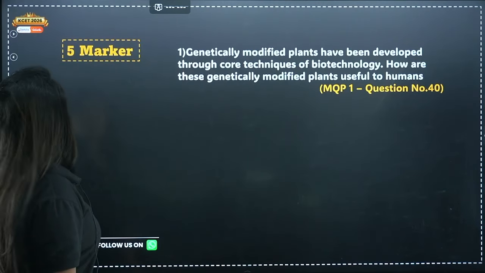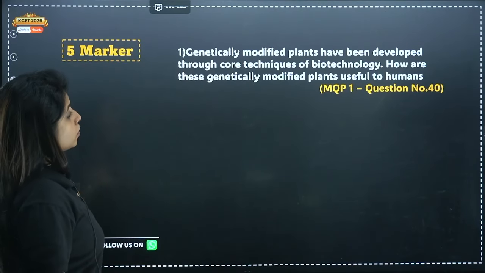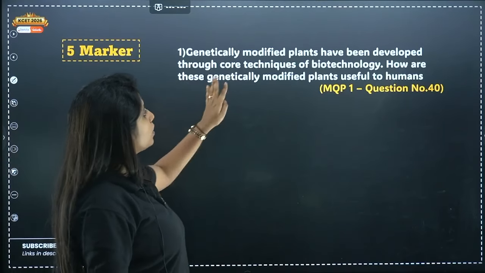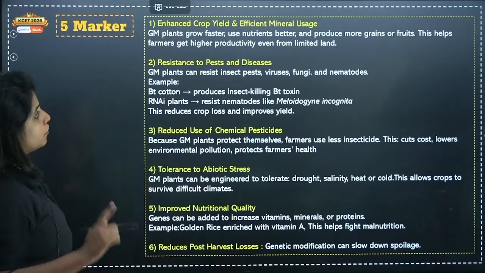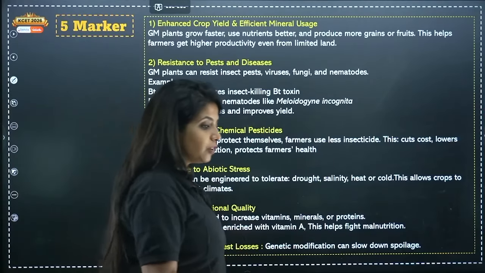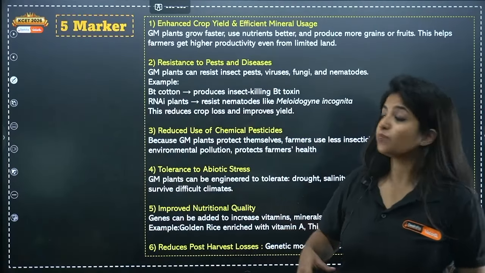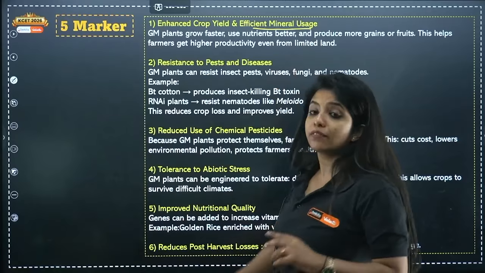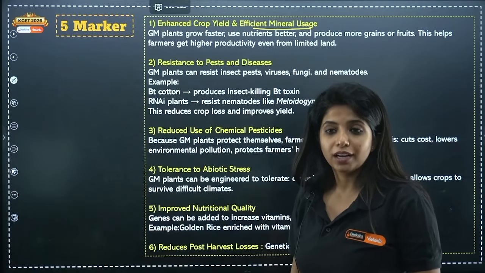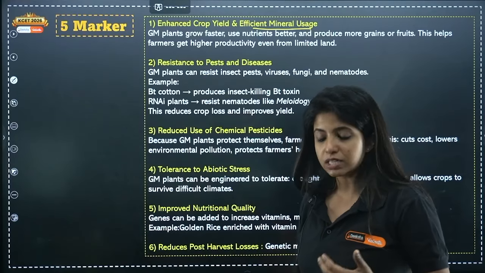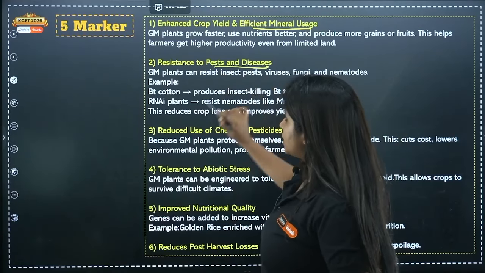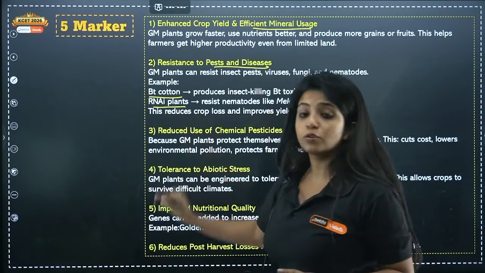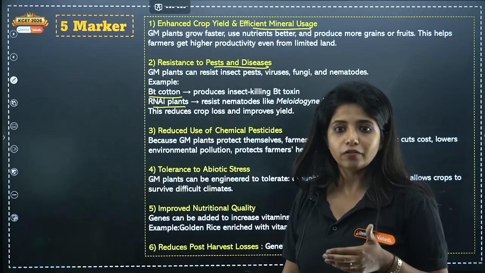Now, genetically modified plants have been developed through core techniques of biotechnology. How are these genetically modified plants useful to humans? First, when you genetically modify a plant, it has increased mineral usage. So it can survive even when there are not much minerals in the soil. Resistance to pests and diseases, you saw the example of Bt cotton and also RNA interference. That is genetically modified plants.